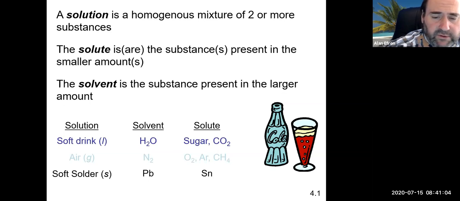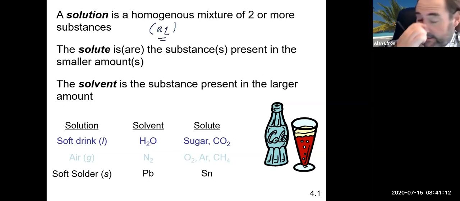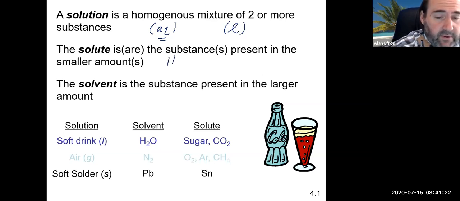And solutions, just a reminder, are really those guys that end up with that aqueous symbol next to it. And a reminder that the difference between aqueous and the L symbol, which is liquid, is when you have a liquid, that's something like just water by itself.